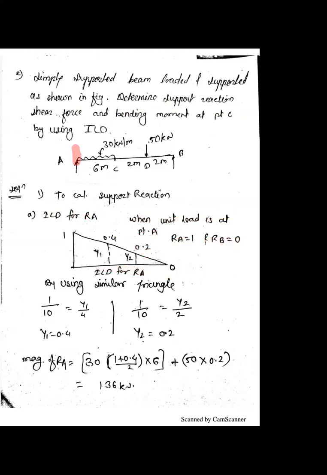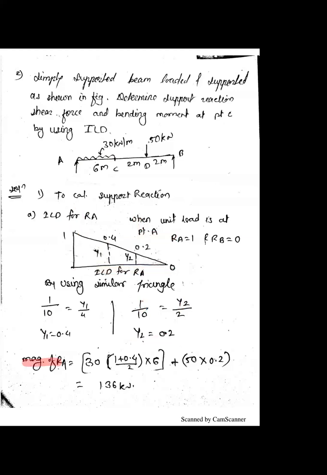Then draw the coordinate. This one is 1. The end point of the UDL is here, then 0.5 is here, Y2. So here is Y1, here is the point load. Again using similar triangle, 1 divided by base. Base is 10. 1 divided by 10 is equal to Y1 divided by this base. So Y1, this is 4. Y1 divided by 4, then we get Y1. Again, 1 divided by 10 is equal to Y2 divided by 2. Then Y2.